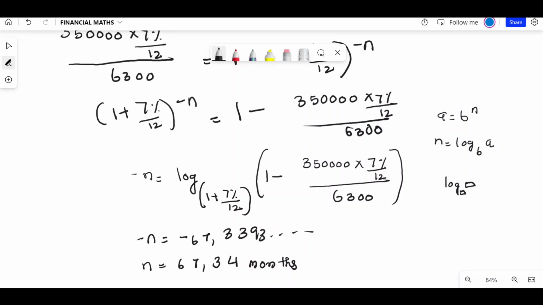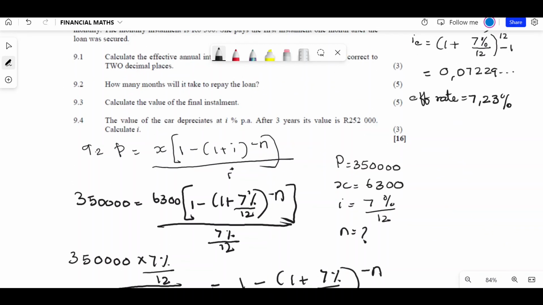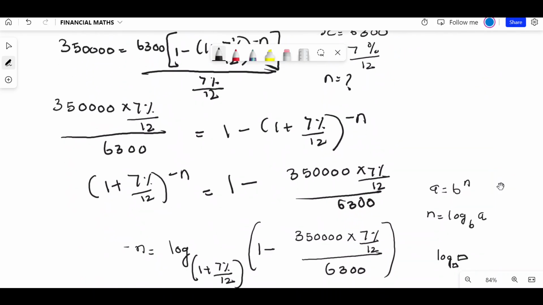Okay, now let's go to the next part of the question. Calculate the value of the final installment. In the previous lesson, I mentioned a formula for finding the final payment or the last payment. Do you see the 5 marks? Because in the final payment, you still have to find the outstanding balance. That's how you find the final payment. That's why it has got 5 marks. Okay, let's write the formula for final payment.